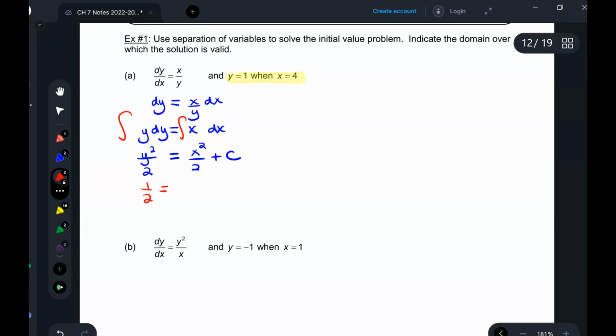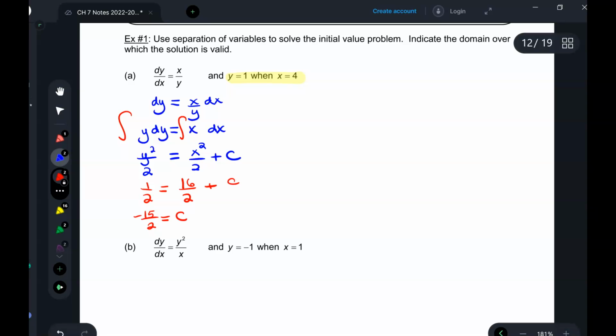1/2 equals, so 4 squared. So we're going to get 16 over 2, or 8. I'm actually just going to leave it as 16 over 2. So I have my common denominator. So therefore we get c is negative 15/2.